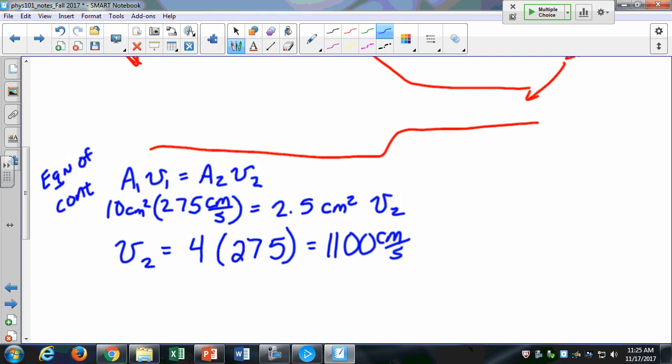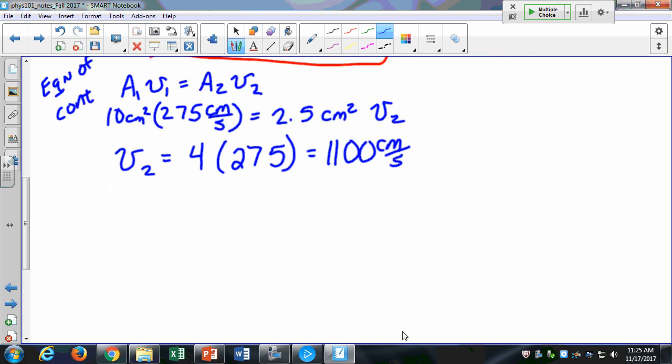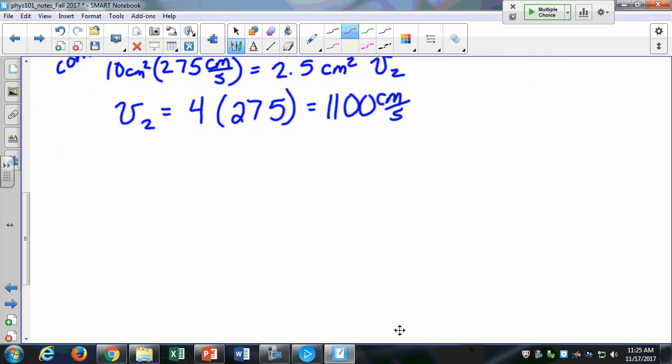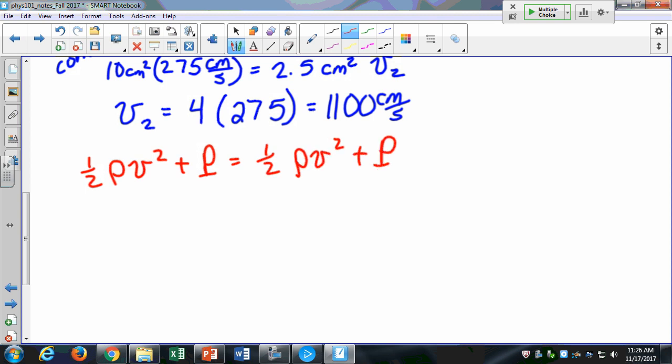But now I also want to know what is the pressure. So what is the pressure equal to in this smaller pipe? And in order to do that, I would use my Bernoulli's equation. I would say 1/2 rho v squared plus p is equal to 1/2 rho v squared plus p. All right, let's put some subscripts here: 1, 1, 2, 2. Notice I left a term out. Why did I leave that term out? I left the rho gh term out.